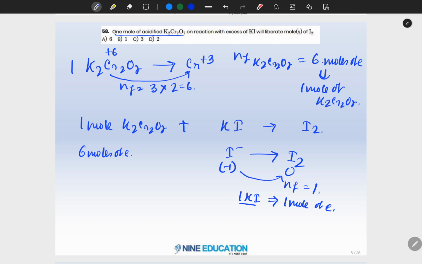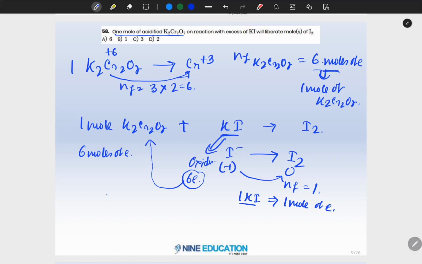But in the overall reaction, how many moles of electrons are involved? 6 moles of electrons are involved. If K2Cr2O7 is undergoing reduction by 6 moles of electrons, potassium iodide must undergo oxidation by the same 6 moles of electrons. As per the law of conservation of charge, the number of electrons lost must be equal to the number of electrons gained. So if KI is losing 6 moles of electrons, they will be gained by K2Cr2O7, then only it can undergo reduction, right? So obviously KI must also lose 6 moles of electrons.